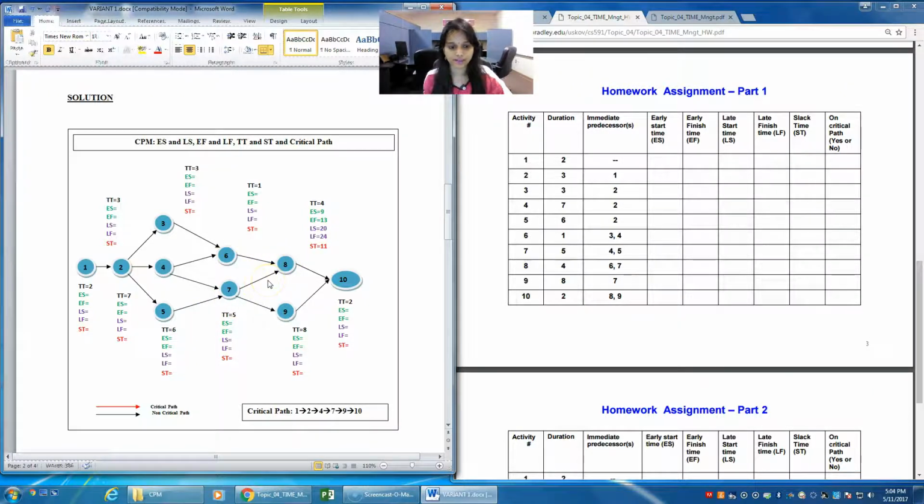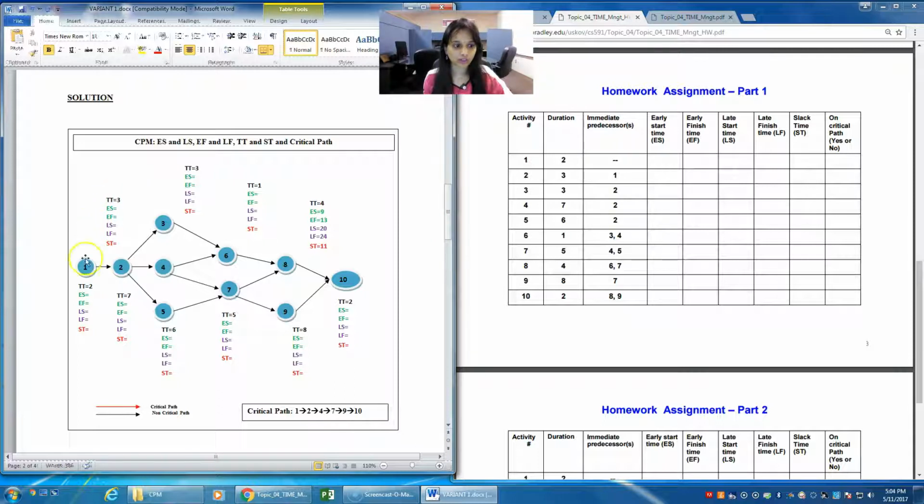So you're getting it from 6 and 7. For 9, it's from 7. And for 10, it's from 8 and 9. That's how you first draw your graph, the figure. It's not the critical path yet, but how the diagram should look for your list of activities.